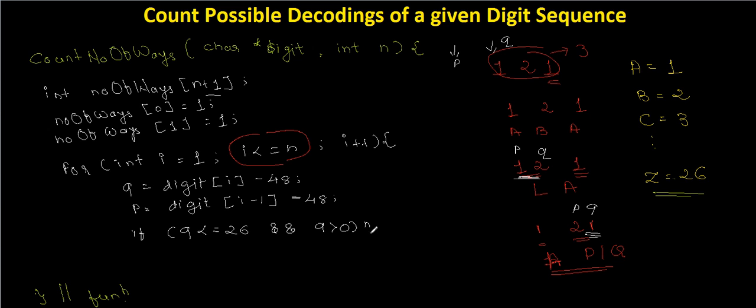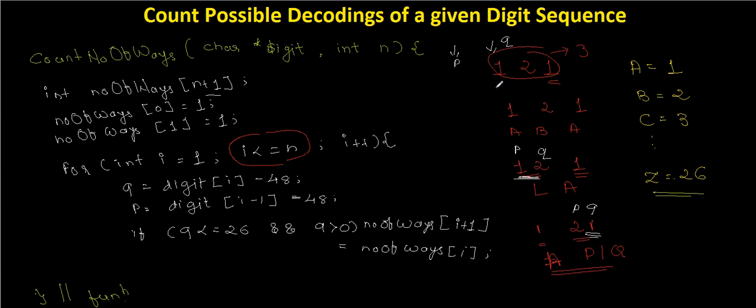Then number of ways we can calculate I plus 1. How I plus 1 we are taking, that I'll tell you. Equal to number of ways I, the previous value. Basically we are storing the values in the number of ways in this way.